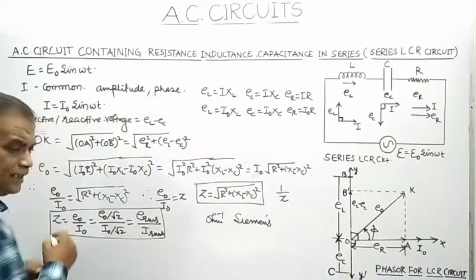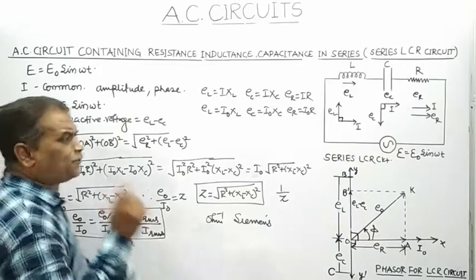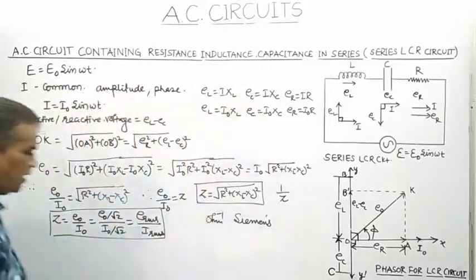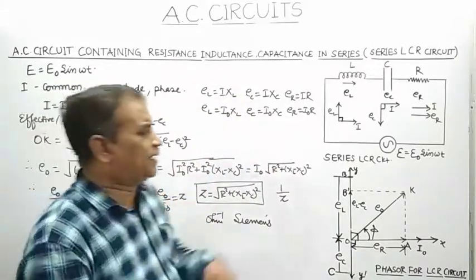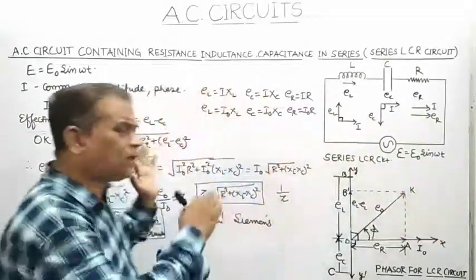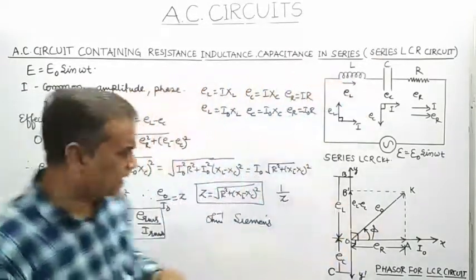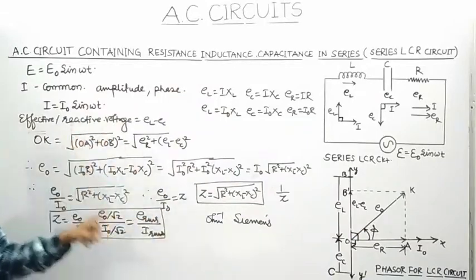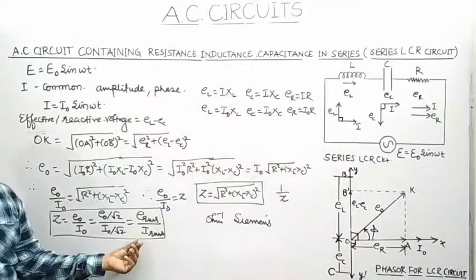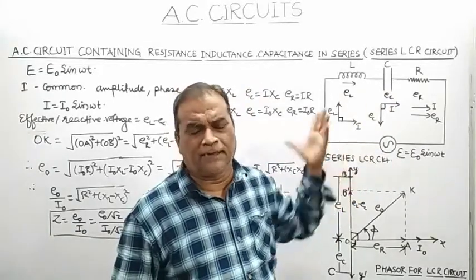So the impedance of a series LCR circuit is also defined as the ratio of the RMS value of alternating EMF applied across the series combination of LCR to the RMS value of alternating current flowing through the series LCR circuit. Means you can define impedance in another way also.